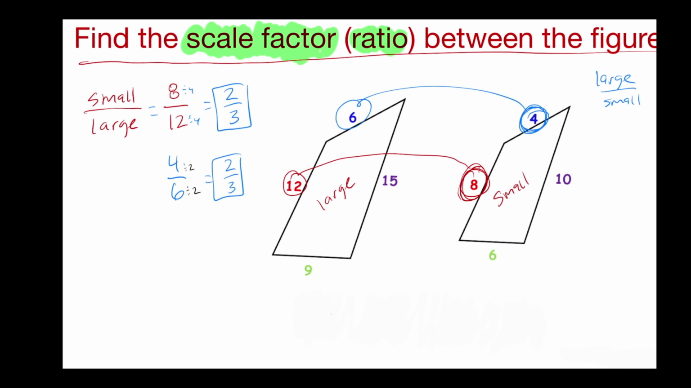So let's check. So on the small triangle, I'm going to pick the purple. So that's 10. And what does the 10 match with in the large? Right? We're going to put small in the top, large in the bottom. 10 matches with 9 or 15. Come on. It's color-coded. It's pretty obvious.